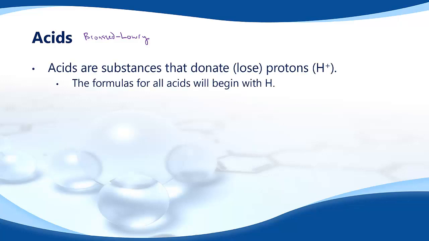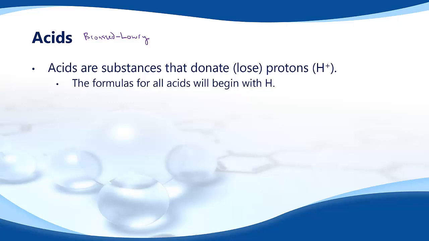So there are 3 different definitions for acid and base that you can look at. One's called the Arrhenius definition, one's called the Bronsted-Lowry definition, and one is called the Lewis definition. We're going to be working with Bronsted-Lowry. And the way that they define an acid is they define an acid based on the proton. Proton is an H+ ion. Acids are anything that donate or give up protons.